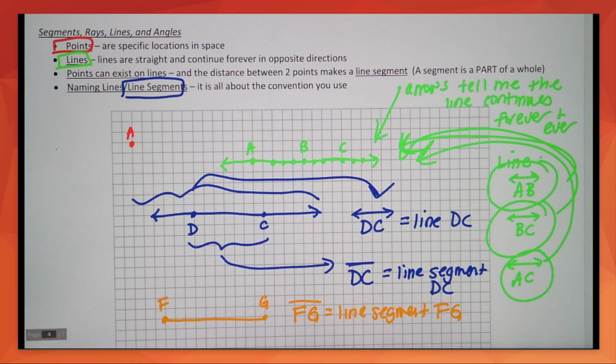If I were to go ahead and draw more with the arrows, then you could say it's line FG and it contains line segment FG. So that is basically the rundown of points, lines, and line segments.